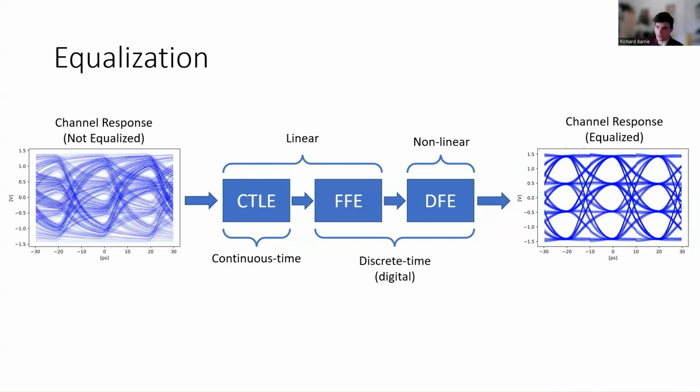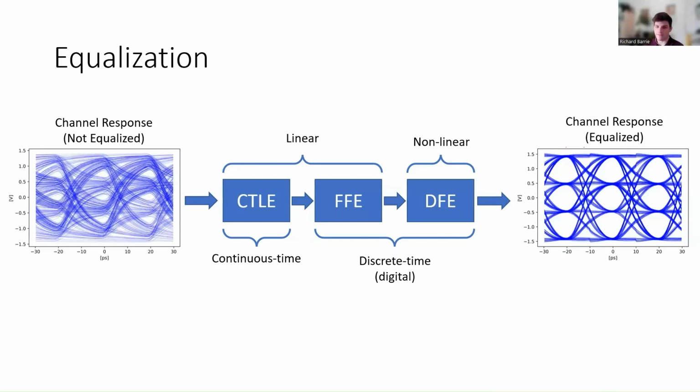We're going to be using the receiver architecture shown in this block diagram. On the left, we can see the unequalized waveform that we generated in the previous tutorial. And this is going to be passed through a continuous time linear equalizer, or CTLE, a feed-forward equalizer, or FFE, and a decision feedback equalizer, or DFE.